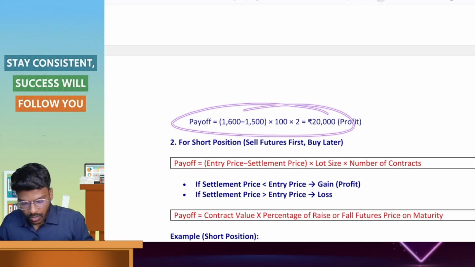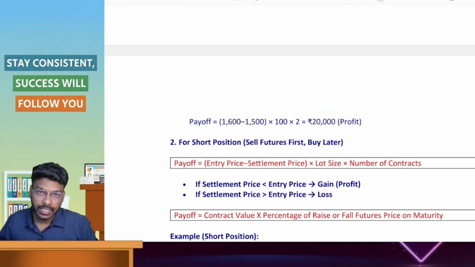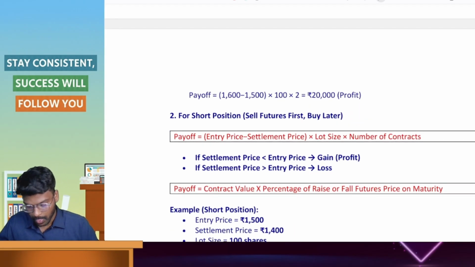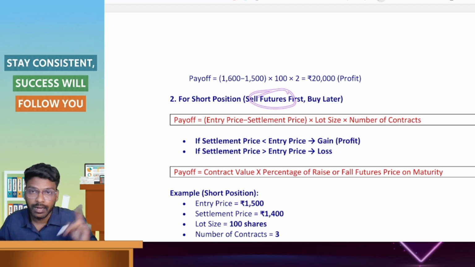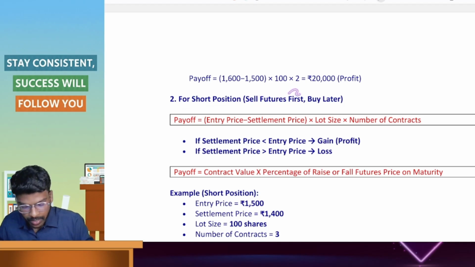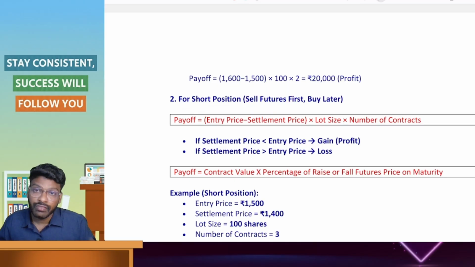Payoff equals 1600 minus 1500 multiplied by number of shares, that is lot size, multiplied by the number of contracts. So it will give you a profit of 20,000. In case of short position, Mr. B, it is a short position for Mr. B. In our example, Mr. B sells the future contract.